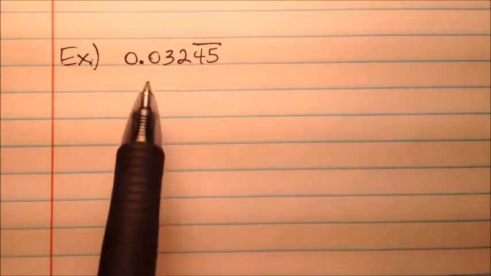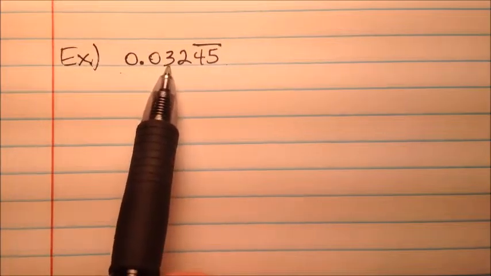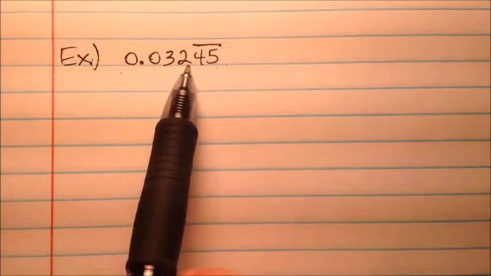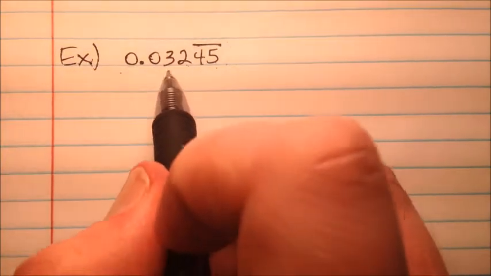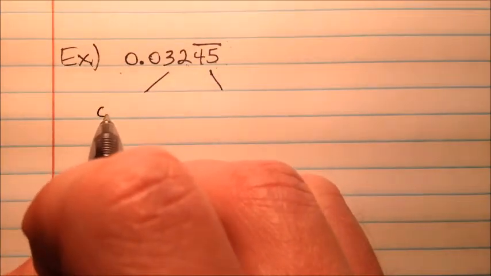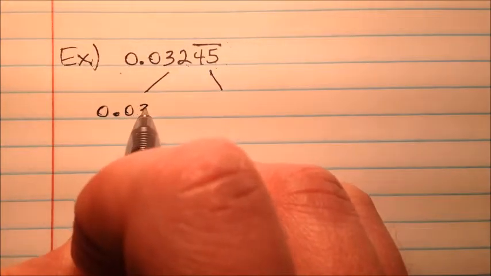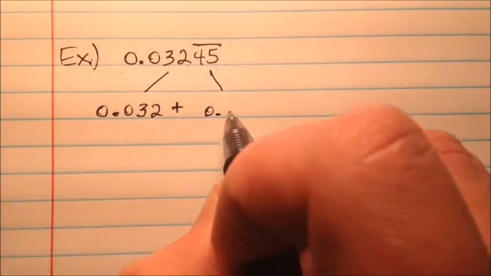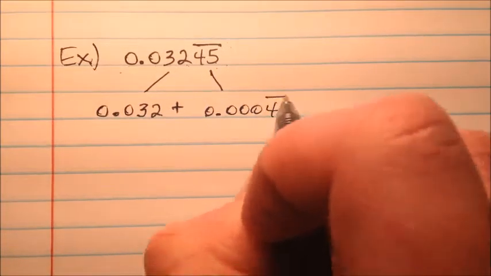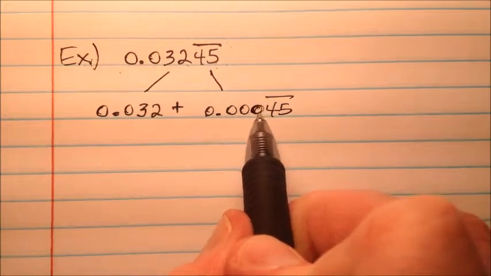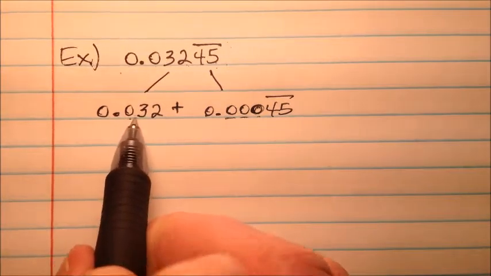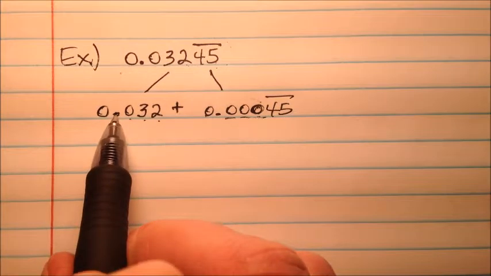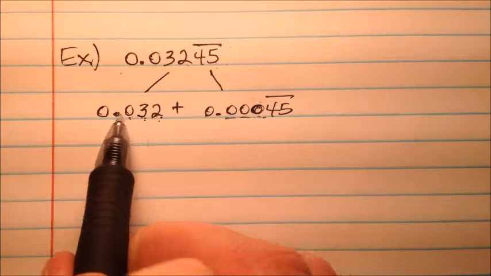In this last example, we have the decimal 0.03245, and the 45 part is repeating, but the 032 after the decimal point is not repeating. So again, we're going to break this up. This first part is going to be 0.032, plus 0.00045, and this 45 is repeating. These zeros here come from the idea that 032 got taken out of here, so I'm just left with zeros. So we have this 0.032, which we read as 32 thousandths.